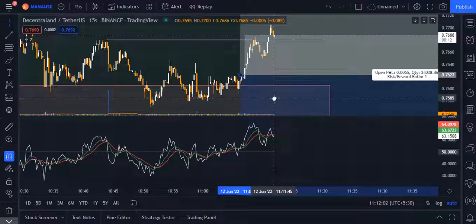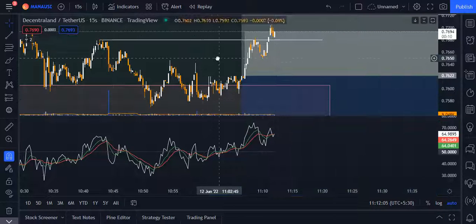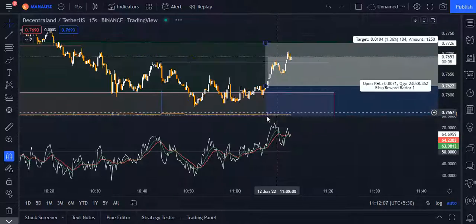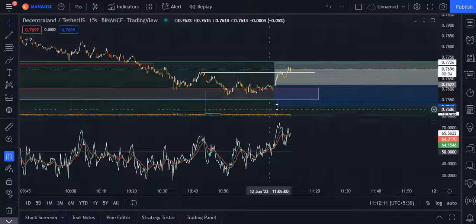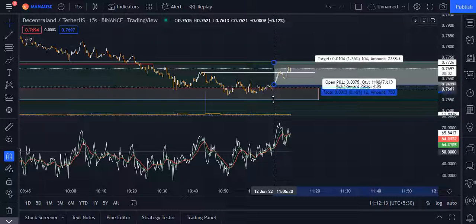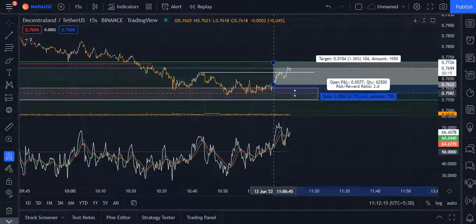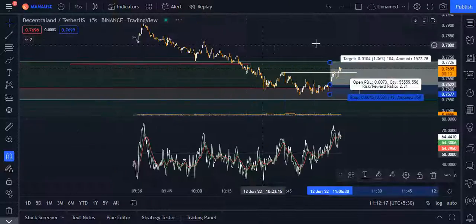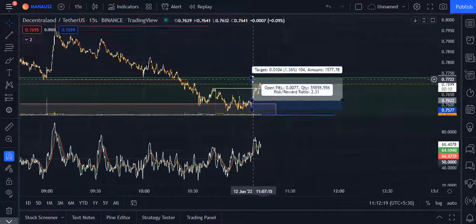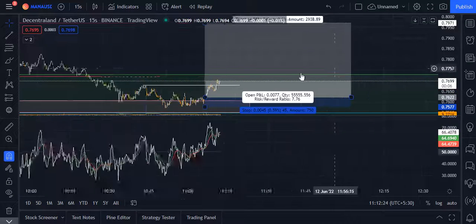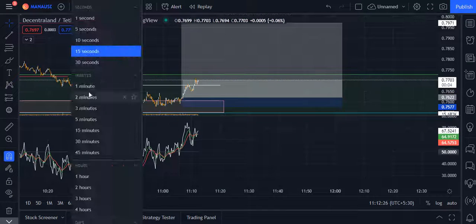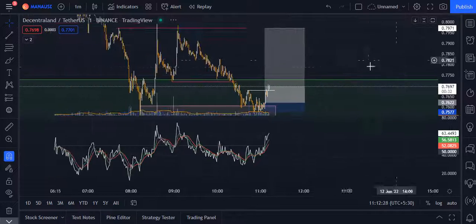I don't know. I'll just opt for this area for the entry with this stop loss. Since we broke the structure now, this area could have been the stop loss, and this could have been the target 1:7. So let's see if we are gonna hit or not, and still not clear about that.